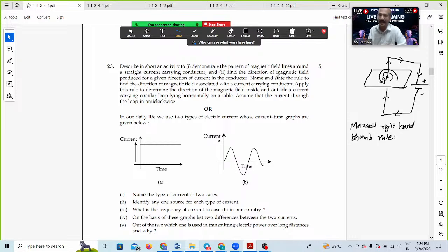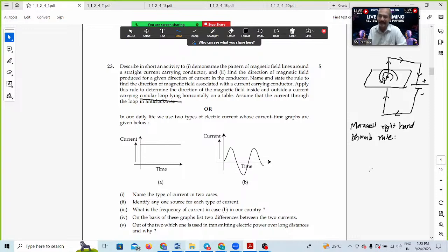Second one, find the direction of magnetic field produced for a given direction of current in the conductor. Name and state the rule to find the magnetic field associated with the current carrying conductor. Apply the rule to determine the direction of magnetic field inside and outside the current carrying circular loop. Now the first question, yes, we have written. Second question, they are asking about the Maxwell right hand thumb rule. As stated, place the thumb along the current direction, and the remaining four folded fingers will give the magnetic field direction.